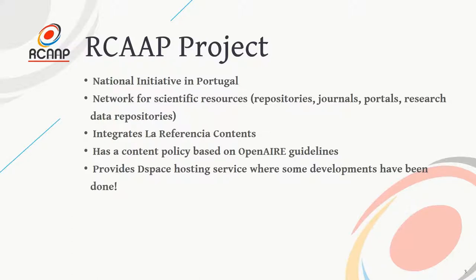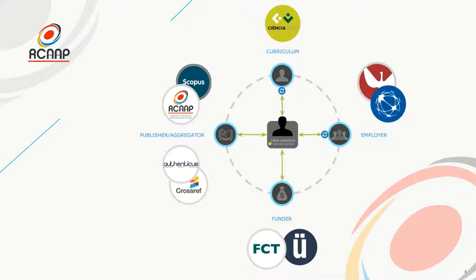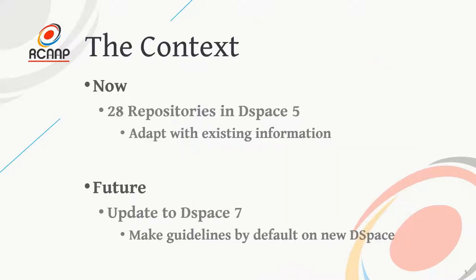We also have an additional particularity: part of these repositories, and also journals, but the focus here is the repositories, are on a hosting service that we have, and we have 28 repositories right now. So 28 repositories that we manage directly. This is also part of a set of services with a common vision where we try to put the researcher in the middle of the context and then interact with other systems. So this is also the way we plan to implement these guidelines and the way we want to share all this information, not only at the repository level, but also through other services with which we interoperate. So our actual context at the national level is that we have right now at our hosting service 28 repositories with the DSpace 5 version.